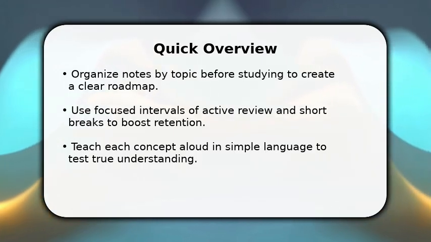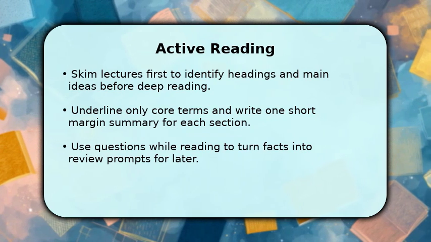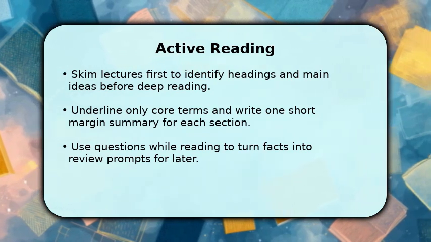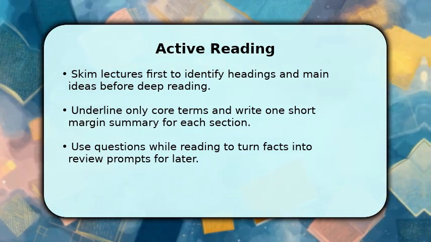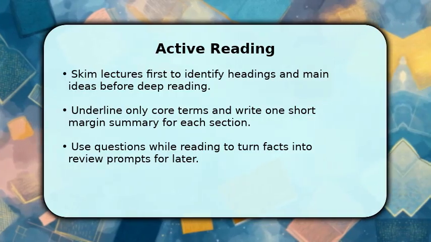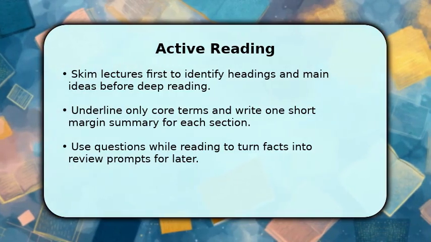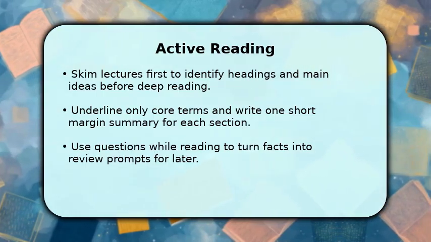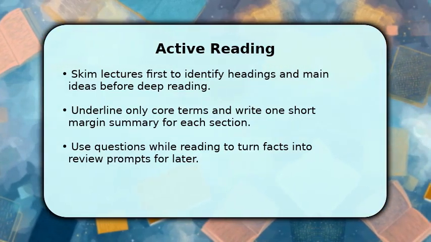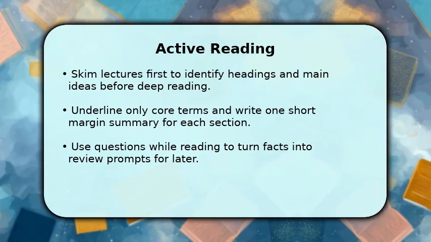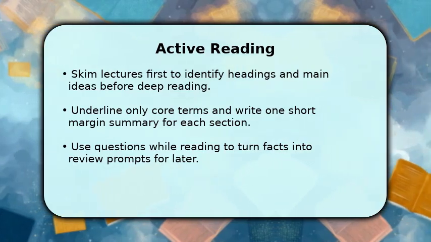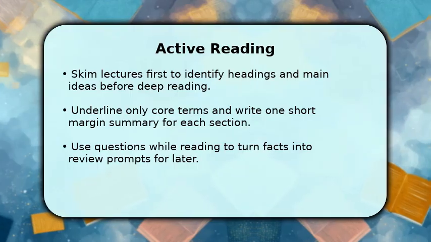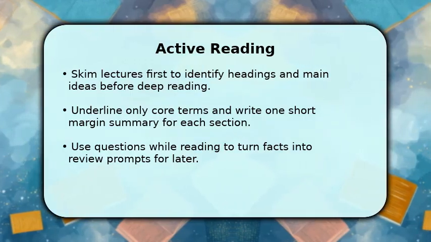Start sessions by quickly skimming your lecture notes to map the structure and identify main headings. Then read each section slowly, highlighting only core terms and writing one concise margin summary. Convert headings into questions to answer from memory, and pause often to paraphrase ideas aloud. These steps make passive reading active and create durable cues for later recall during review sessions and quizzes.